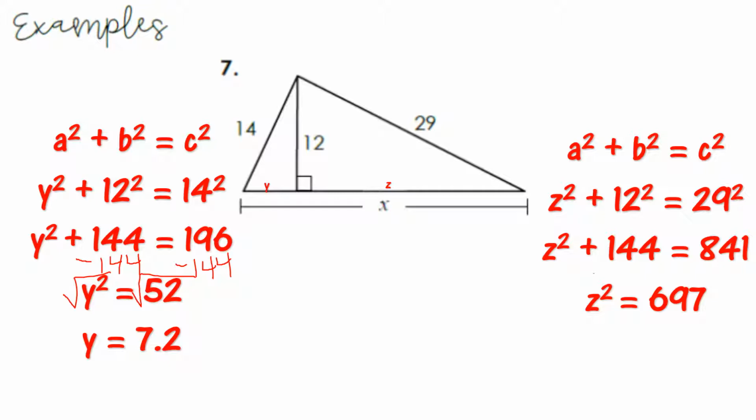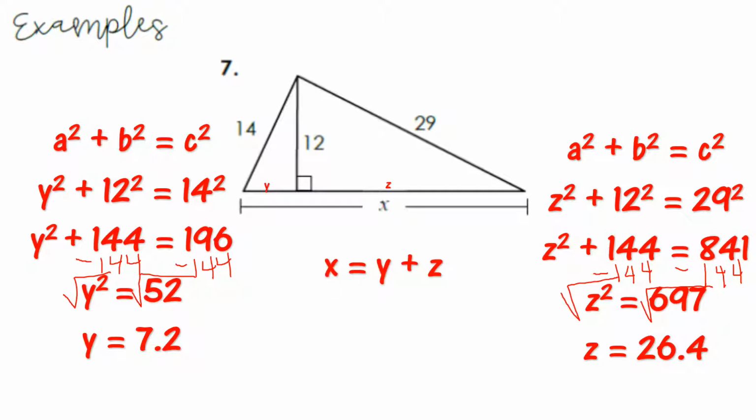Subtract the 144, I'm sorry I did not show that step. Subtract 144 from both sides and I should have z squared equals 697. Take the square root of both sides and I should get that z is equal to 26.4. So then I want to go back and I need to find that x.